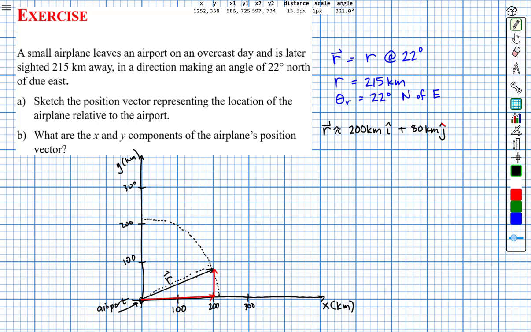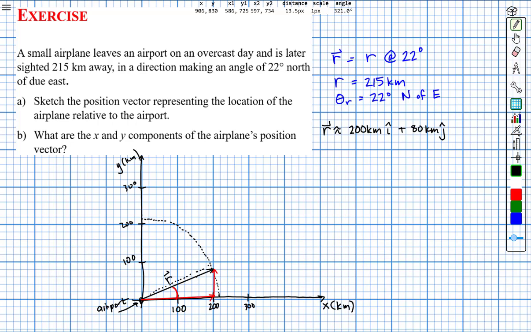So now that I have my rough guesstimate, I'm going to actually determine this algebraically. And algebraically, hopefully, our answers will be pretty close. So to determine it algebraically, we have a few bits of information that I'm going to add to our sketch. We know what the angle is. The angle is 22 degrees north of due east.